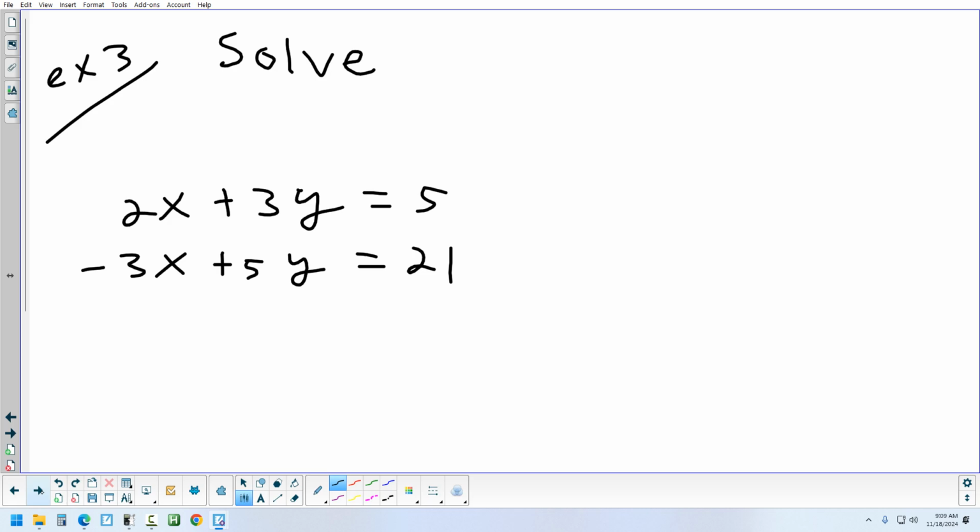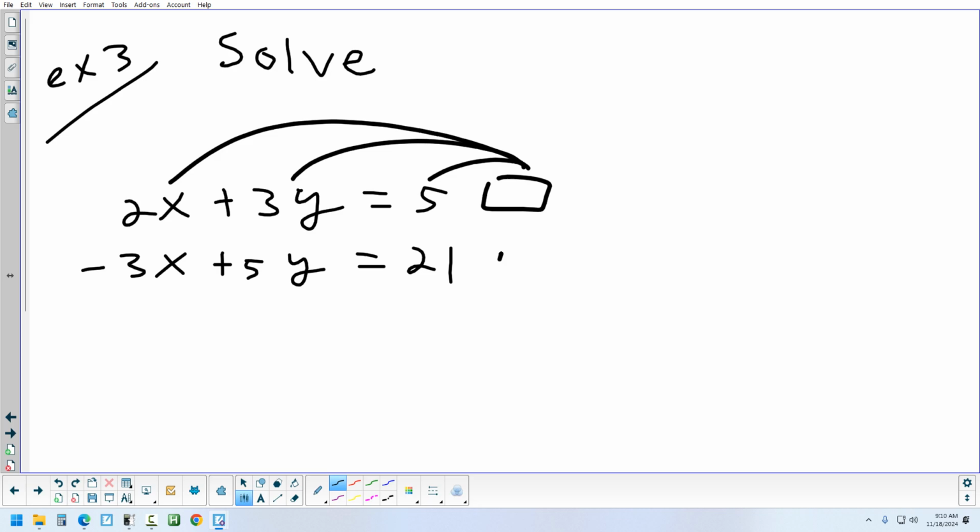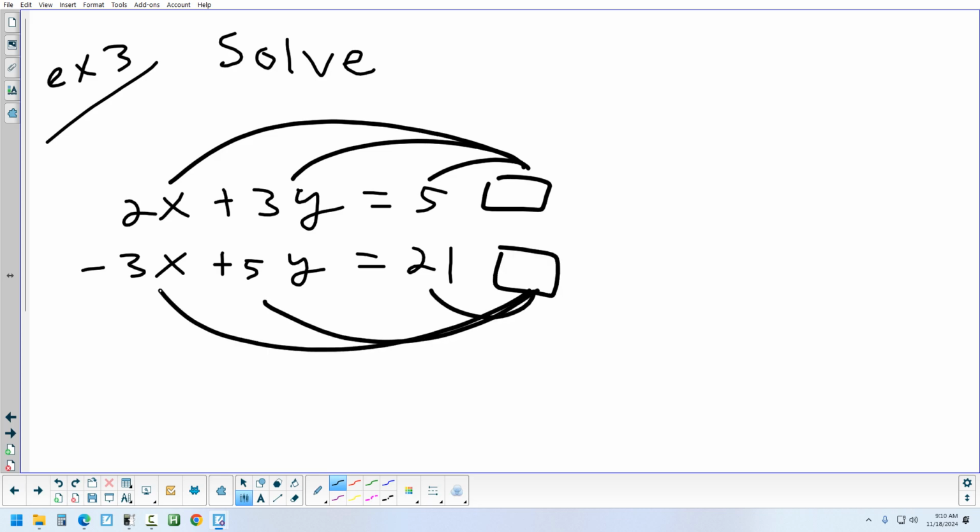Let's look at the y's then. Look at the smaller number. Is there anything I can multiply 3 by without fractions to make it a 5? No. So in that case, we're going to have to multiply both equations by a number. So put the number I'm going to use in that box. I'm going to need another number in that box.